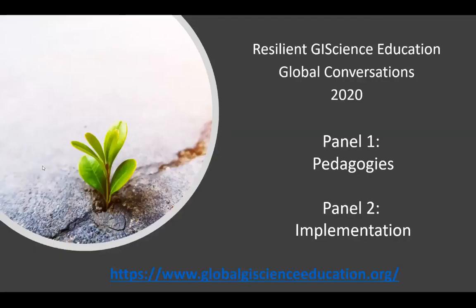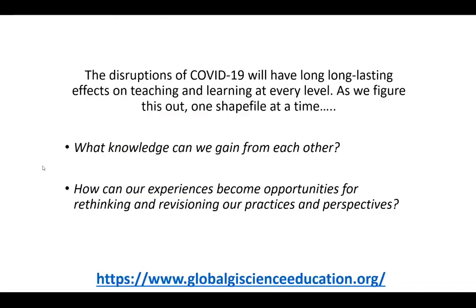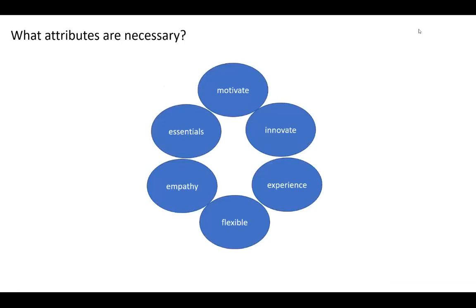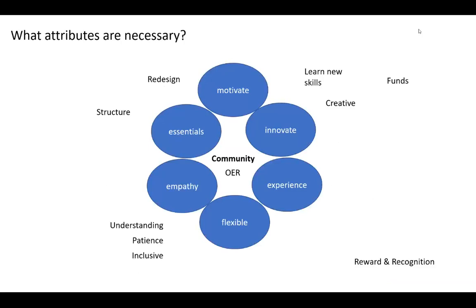So again, here are the things that we talked about with our different panels. We did pedagogies on our first panels, and the second one was implementation. And what we wanted to know was what we could learn from each other, and also how could our experiences and opportunities help us with rethinking what's in the future. So what attributes are necessary? So these are some of the things that came up from the discussions.